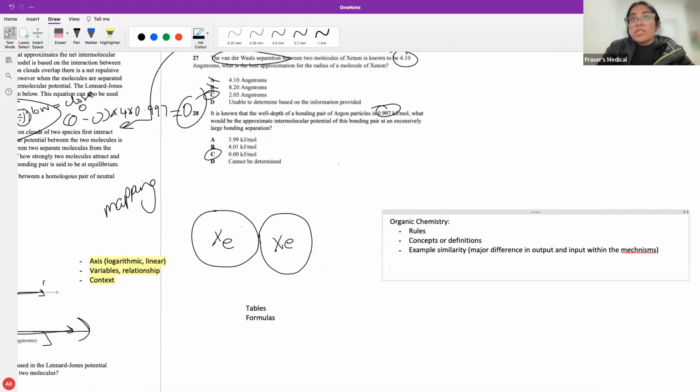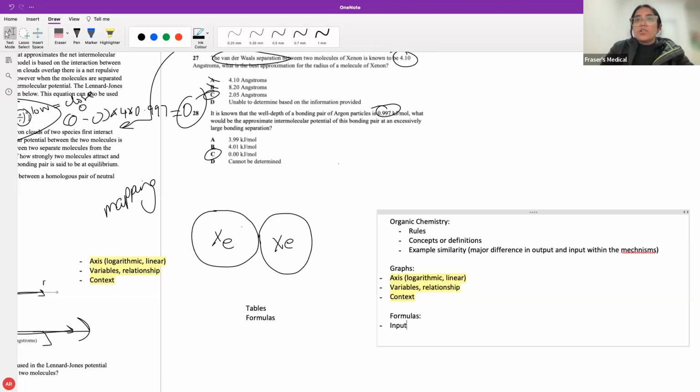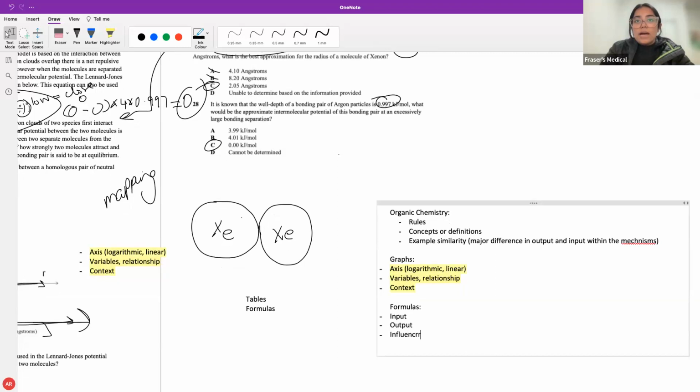Okay, so those are the major things you're looking at for organic chemistry. For graphs, we are essentially looking at these three things. For formulas, I find it easy to look at it in terms of these three things: outputs, inputs, and influences.